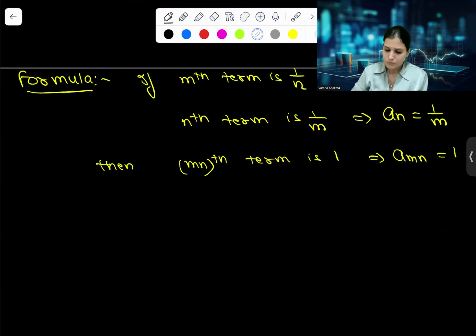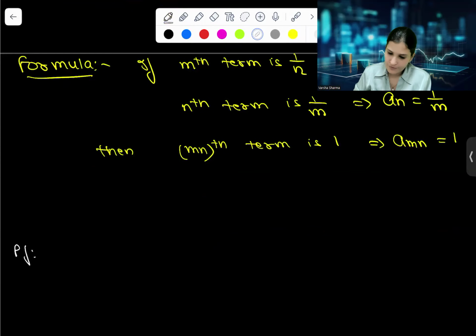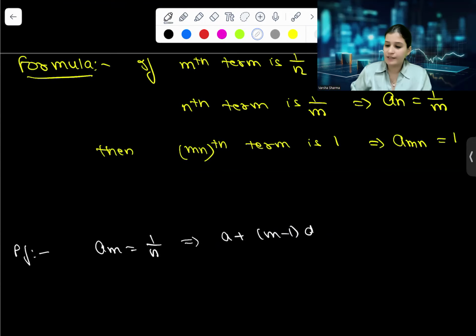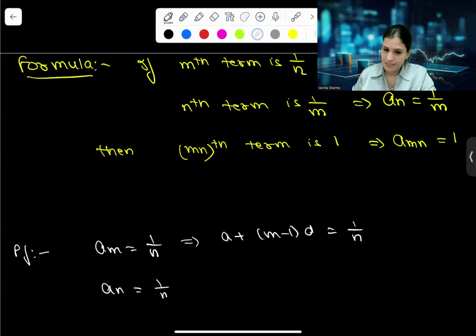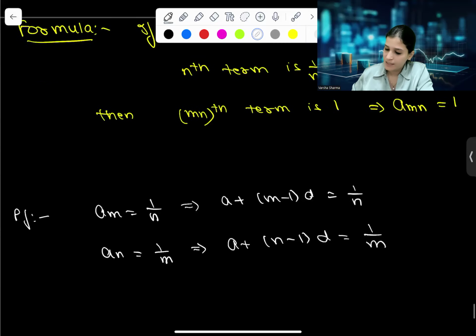Prove. Again, let A be the first term and D be the common difference. The mth term is 1 upon n: A plus (m minus 1)D is 1 by n. So we need how many equations? Two equations, right? Then the nth term is 1 by m: A plus (n minus 1)D is 1 upon m.